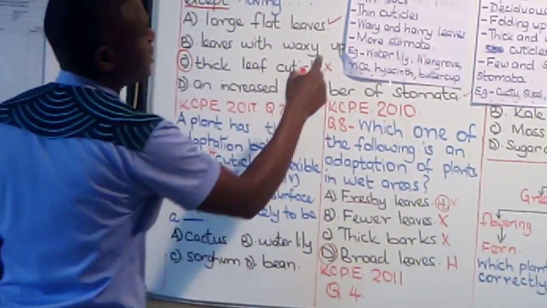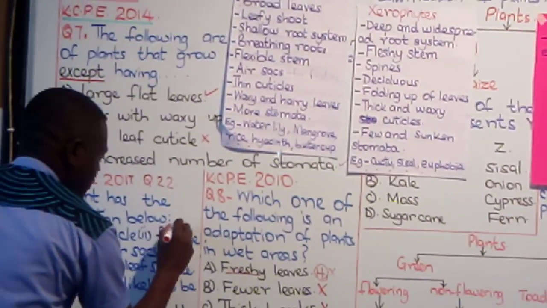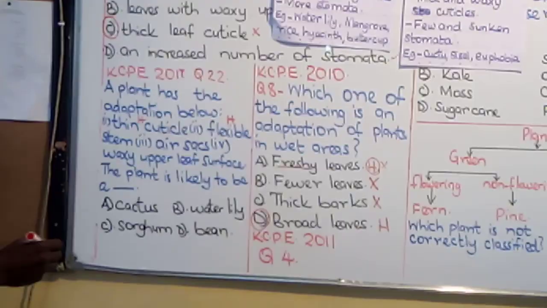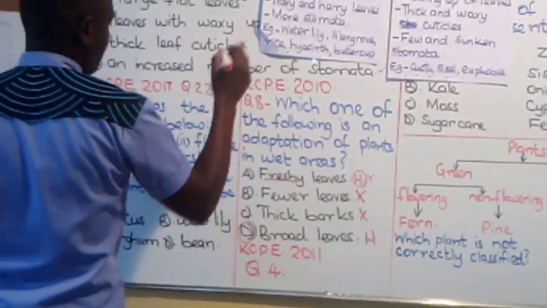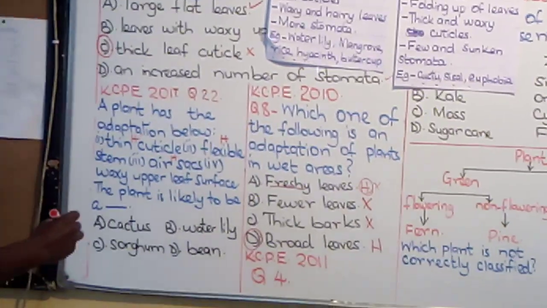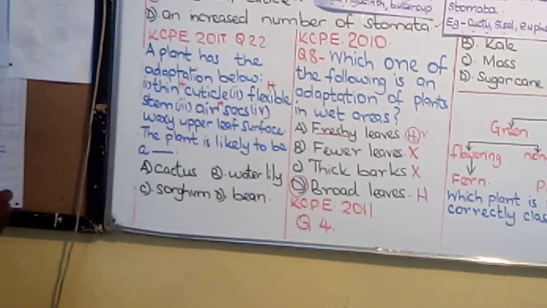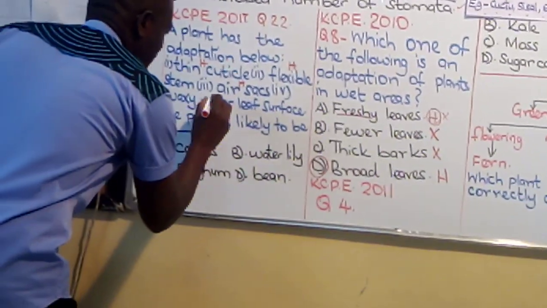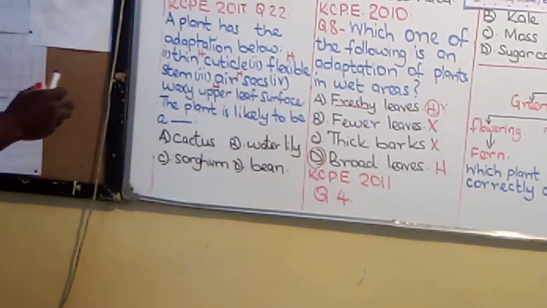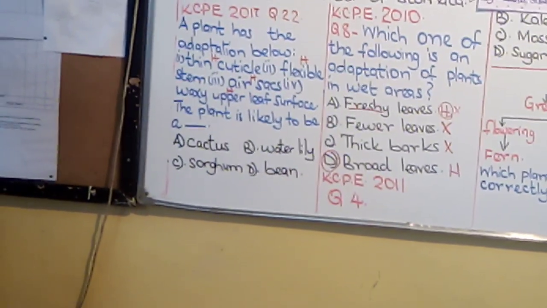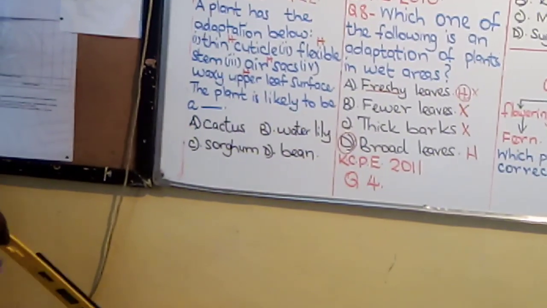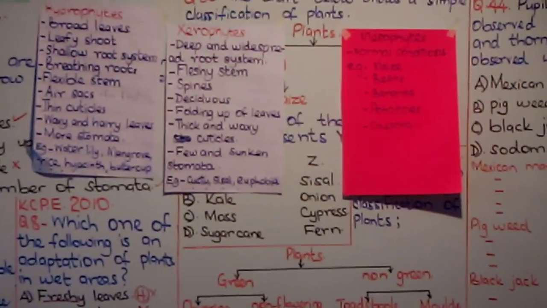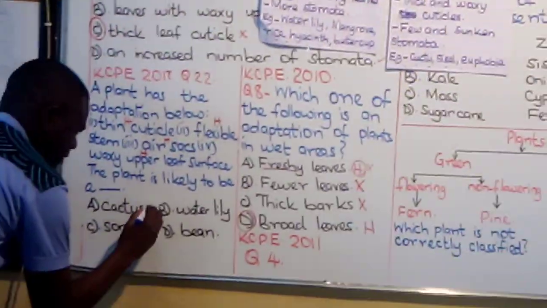Flexible stem is here among the hydrophytes. Then air sacs, hydrophytes. Then we come to waxy upper leaf surface. Let's look at that. Waxy upper is still a hydrophyte. So the plant in question must be a hydrophyte. So which one here is a hydrophyte? We have a cactus. A cactus is what? Boys and girls, it's a xerophyte. Cactus is a xerophyte.